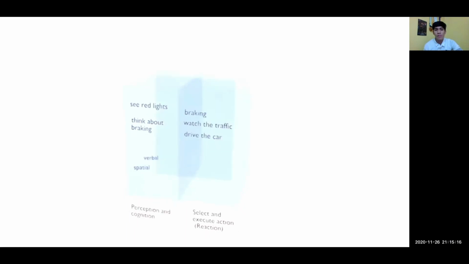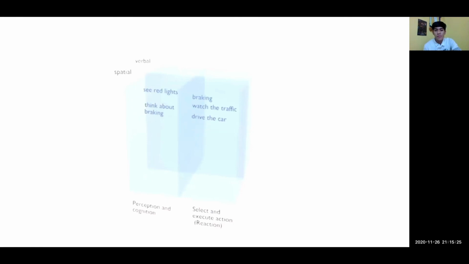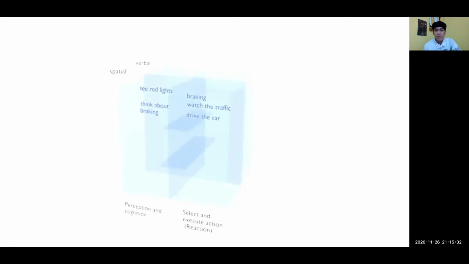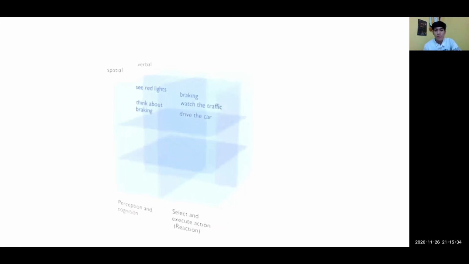Now that we added our actions to the cube, the second dimension comes in. The second dimension describes how input is processed. It is divided into spatial and verbal processing. Let's move our example to the right place, to spatial. Now to the third dimension. It is for the modalities. These show into which perception channel your attention is divided. This model has three channels: visual, auditory, and tactile. While watching the traffic and seeing the red light, visual modalities are used. The actual braking is a tactile modality.